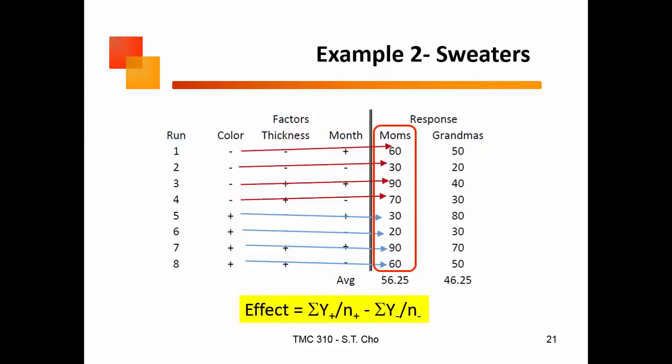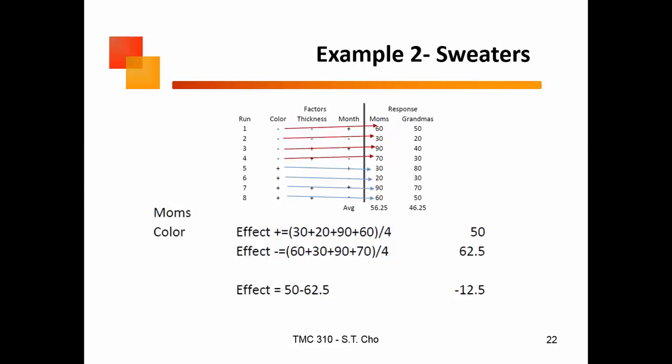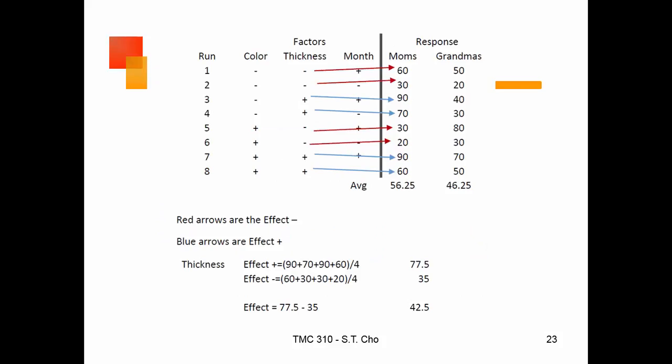And now what I do is try to figure out the effect. So the effect for moms is for color. What's the effect of it? Again, it's all the positives, so that's the 30, 20, 90, and 60, minus all the negatives. And I'm dividing by 4. That's the way to do the calculation. Now I know what you're going to say. Dr. Cho, aren't there computer programs that do this? And the answer is, yeah, there are. But for right now, I just want you to see the raw way of doing it. So that's how I calculate it for moms.